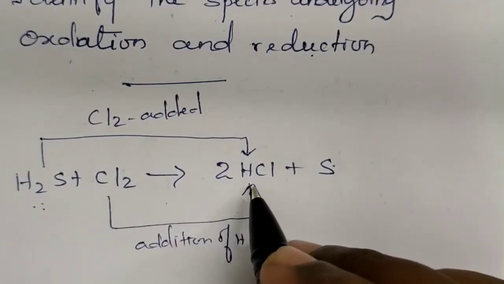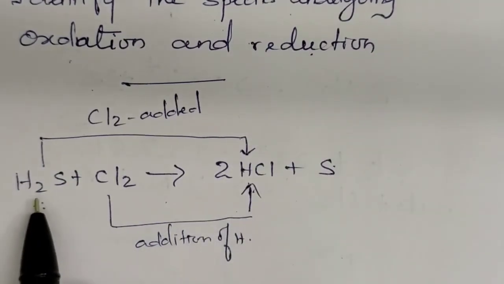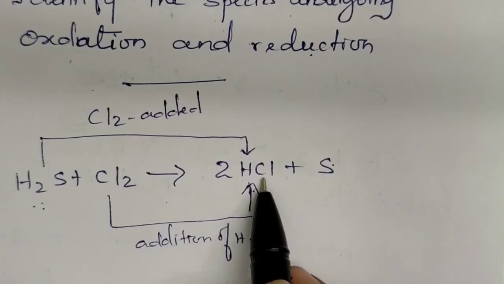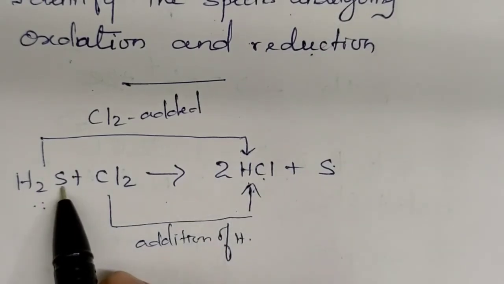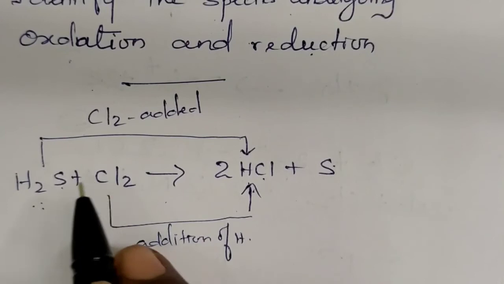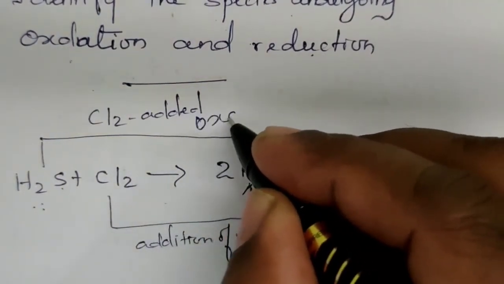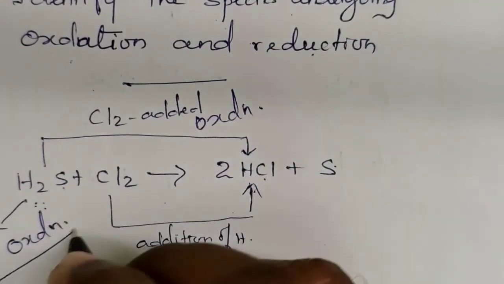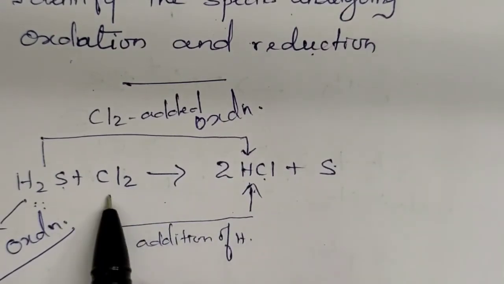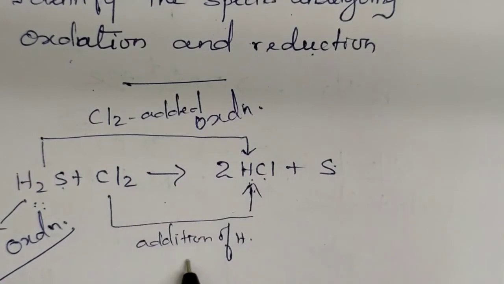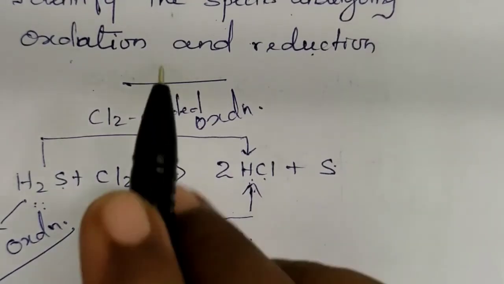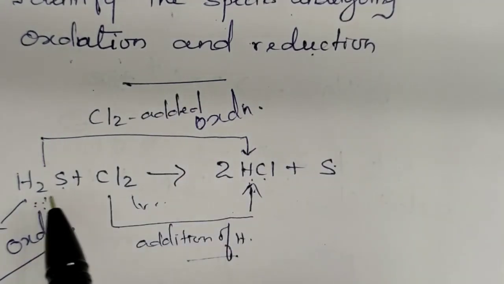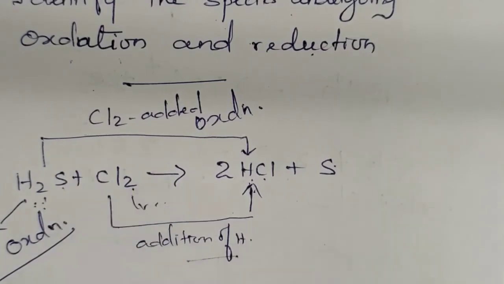Chlorine is converted into hydrogen chloride. That means addition of more electronegative chlorine takes place. Addition of electronegative element is called oxidation. That means hydrogen sulfide undergoes oxidation. Now chlorine is converted into hydrogen chloride by the addition of hydrogen. Addition of hydrogen is called reduction. So the species undergoing oxidation is hydrogen sulfide, and the species undergoing reduction is chlorine.